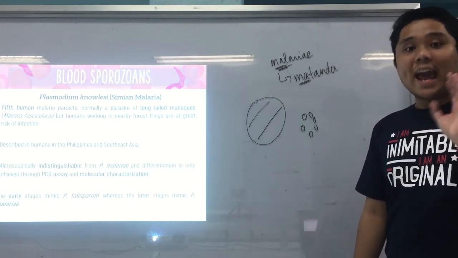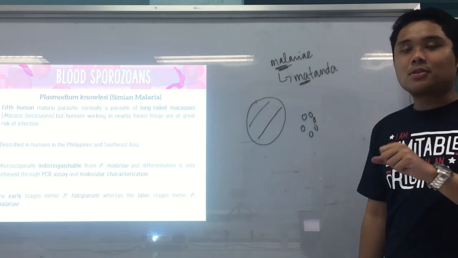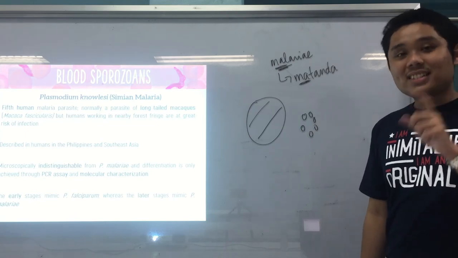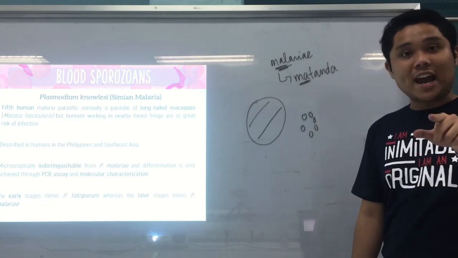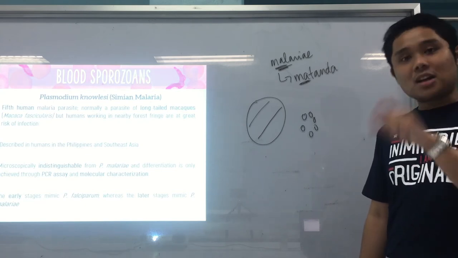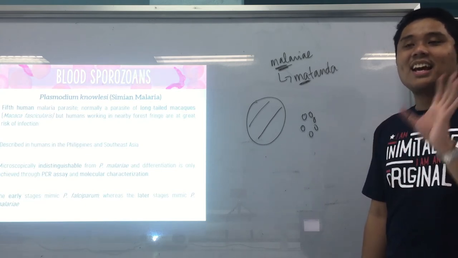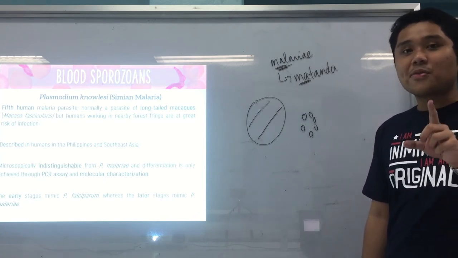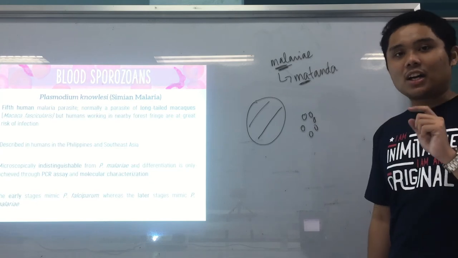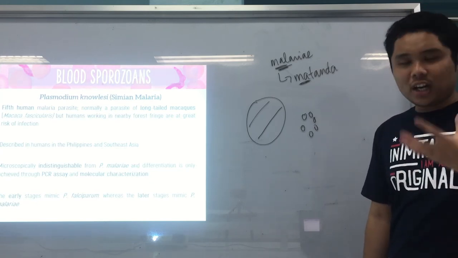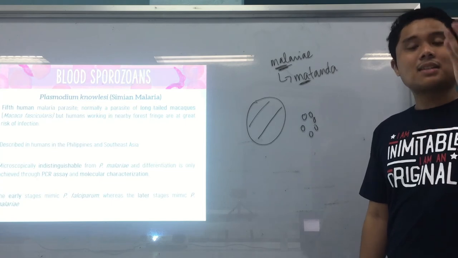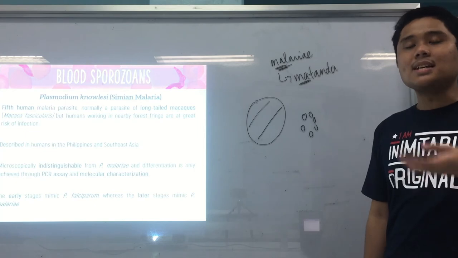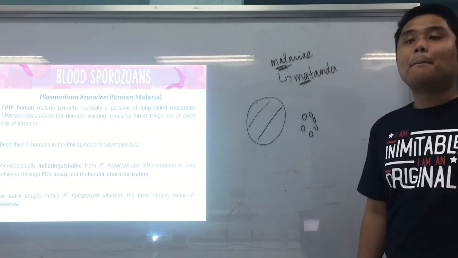Now, how do I remember? F, falciparum, malariae, letter M. So, sino mas nauna? Which comes first? Falciparum. So, siya ang early stages, Plasmodium falciparum, letter F, comes first, diba? And malariae, letter M, siya ang second. Okay? Siya ang later stages, malariae. Alright? Okay, that's how I remember. Basta Plasmodium falciparum, F, comes first than M. So, siya ang early stages na i-mimic. Alright? Or early stages of Plasmodium knowlesi mimics Plasmodium F, falciparum, siya ang una. And the later stages of Plasmodium knowlesi mimics, letter M, Plasmodium malariae.